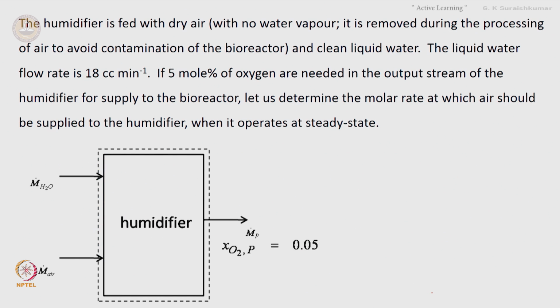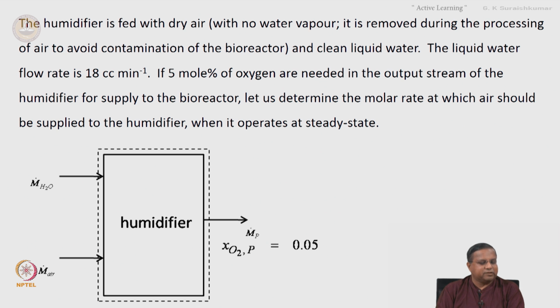The same problem that was mentioned earlier, I said very briefly you could pose this problem and then work it out, or give the principles and then work it out. Here we slightly change things. We are going to pose the problem, and what comes next after posing is going to be slightly different. Let me read this problem out. The humidifier is fed with dry air, no water vapor. It is removed during the processing of air to avoid contamination of the bioreactor, and clean liquid water. In other words, dry air and clean liquid water are fed to the humidifier.